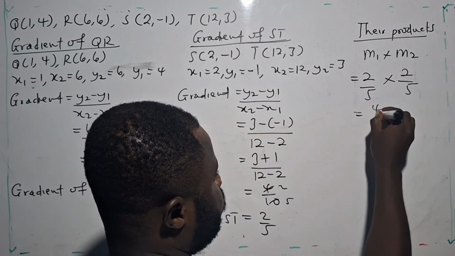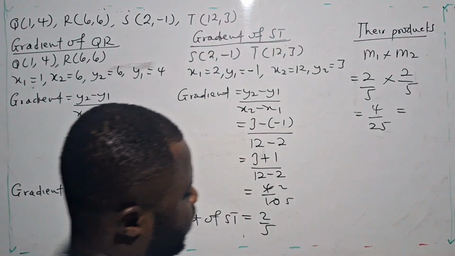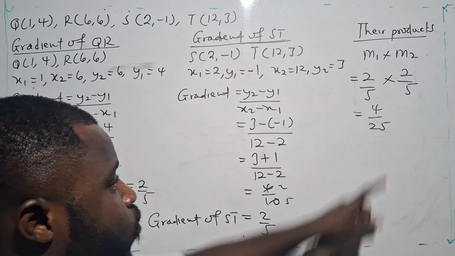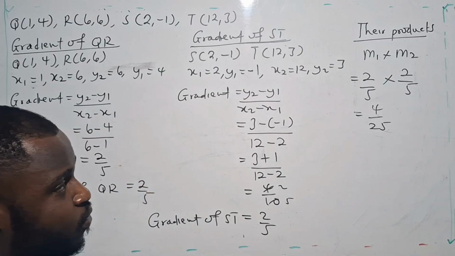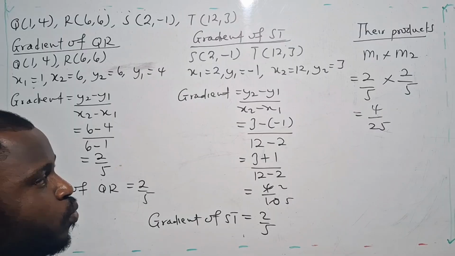So the top one gives me 4 all on negative 25. Can any number divide the top and the bottom one? No. So now their product, I've gotten 4 on 25. If I've gotten 4 on 25, we are looking for negative 1 for them to be perpendicular.